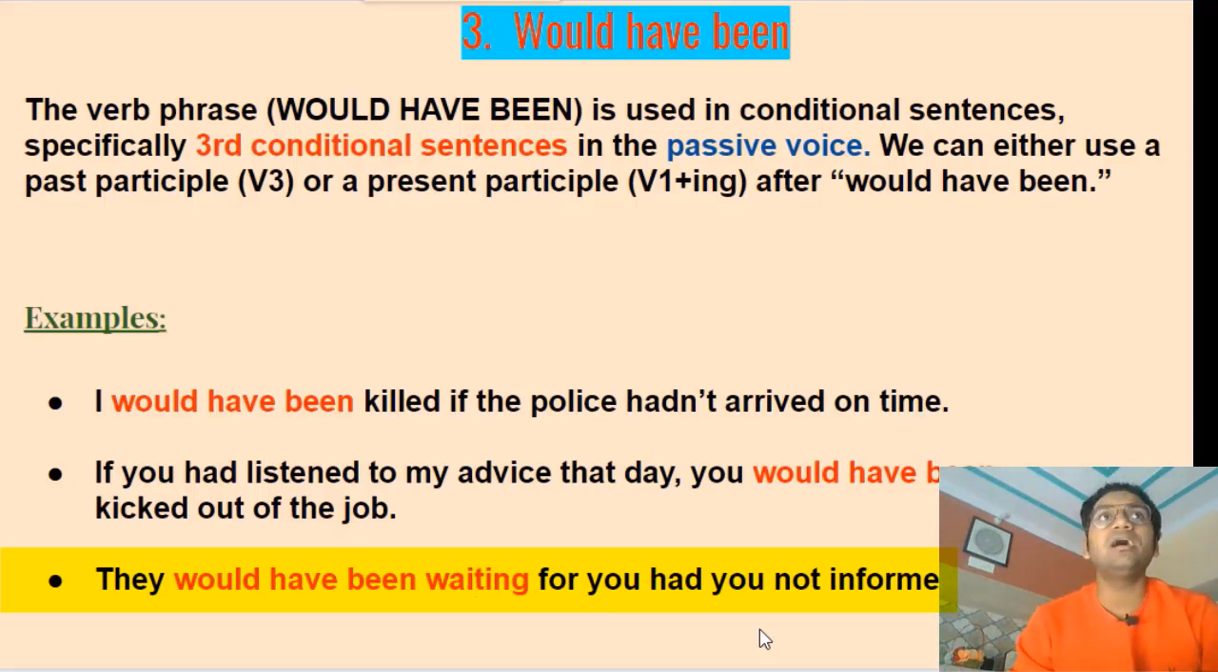I would have been writing an essay if you had not called me, okay? If you had not called me, if you had not done this in the past, I would have been doing something. I would have been writing an essay. Get the point? That's how we use would have been. Interesting, right? Now, I hope you guys have understood how to use would be, would have, and would have been.